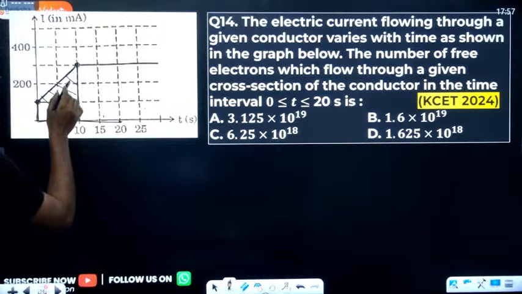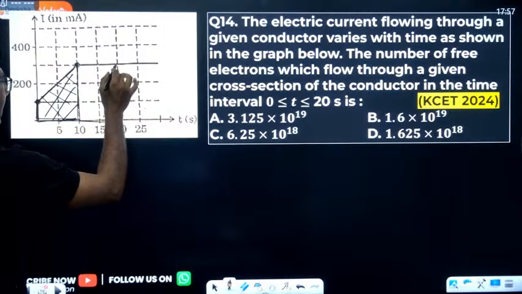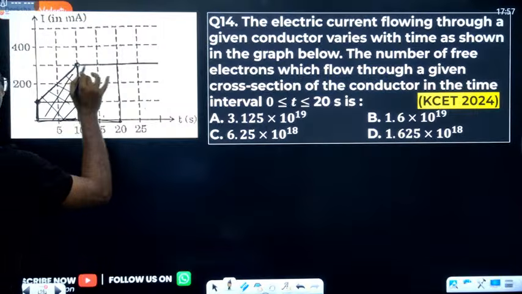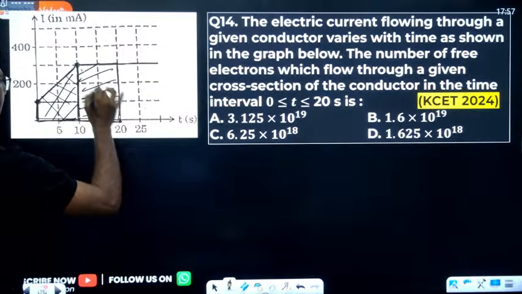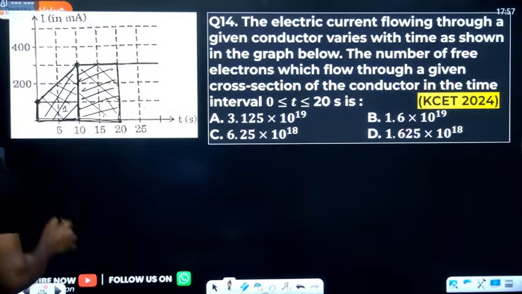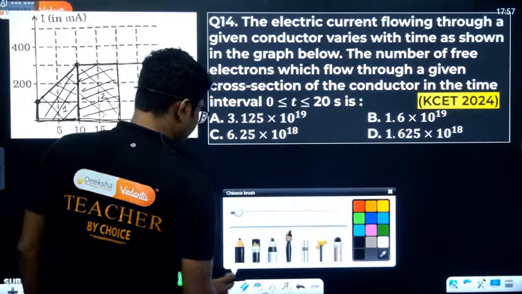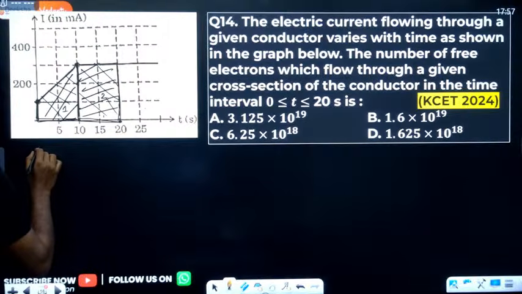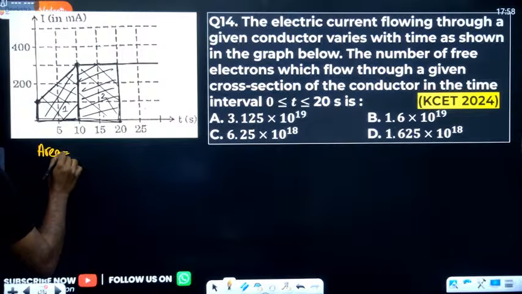So here this is the area under the graph. This is for this portion, and this is another area, a second area. This is a rectangle, so this rectangle's area we can calculate easily. First we will calculate this area, say area 1. So what is area 1 and what is area 2? Area 1 is a trapezium.